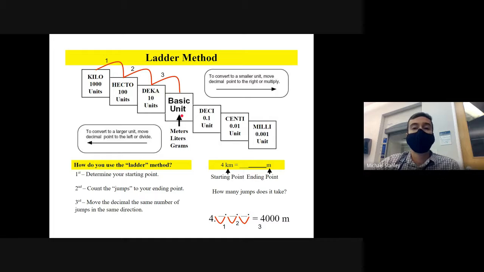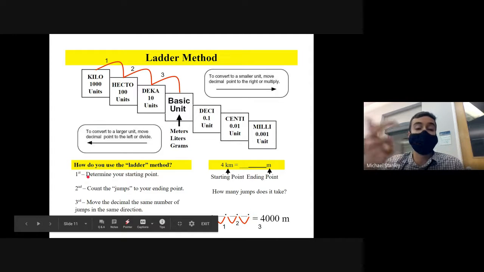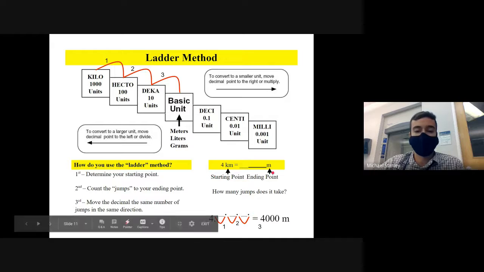If you're trying to convert between different sizes of unit, there are a couple steps that you can follow using this ladder in order to easily go from one to the other. The first thing that we have to do is figure out our starting point and our ending point. So let's work through this example over here, step by step.